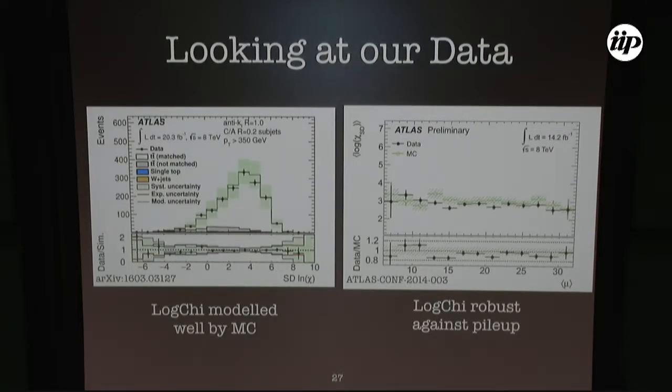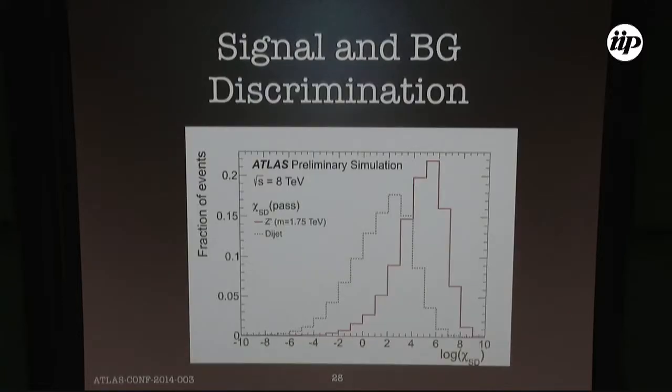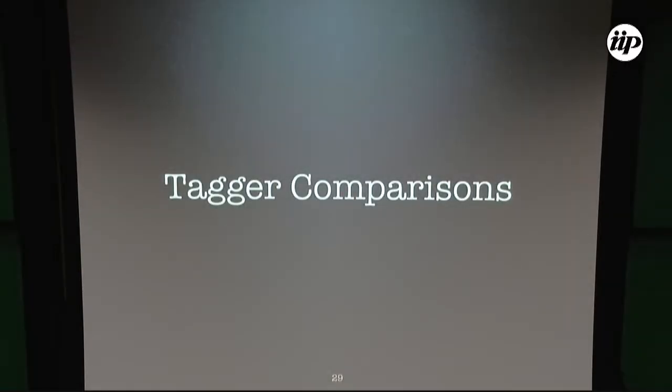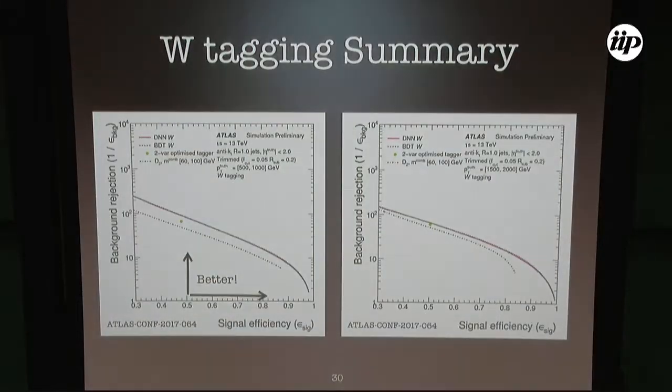Whenever we do anything like that, we need to say it's modeled well by data. It is. It's robust against pileup, more or less. It discriminates signal and background. This is a Z prime simulation, which gives you a top against dijet, and we have reasonable discriminating power. So that's what we did.